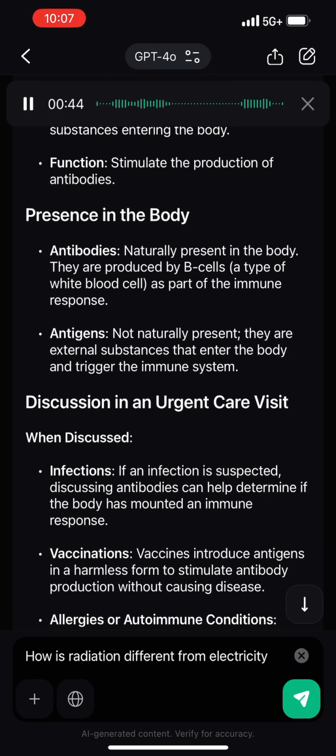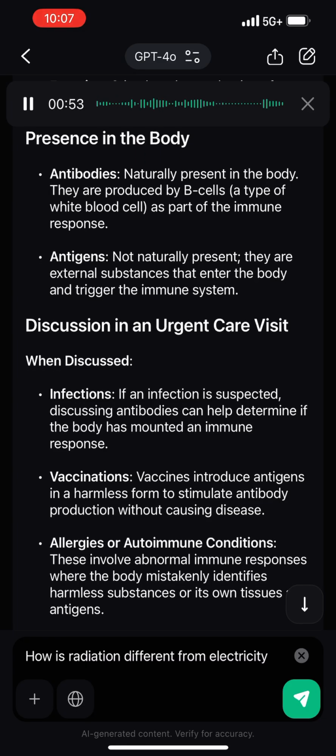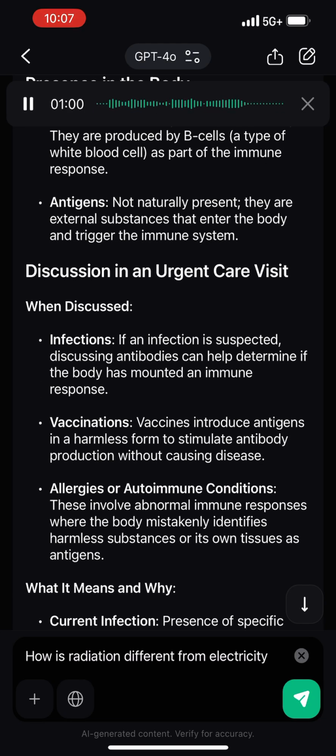Presence in the body: antibodies are naturally present in the body. They are produced by B cells, a type of white blood cell, as part of the immune response. Antigens are not naturally present. They are external substances that enter the body and trigger the immune system.